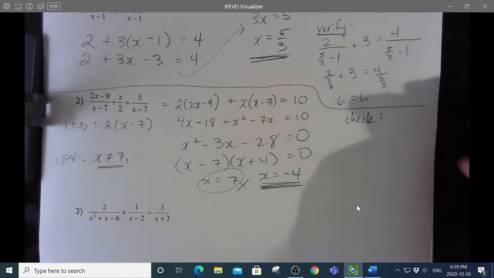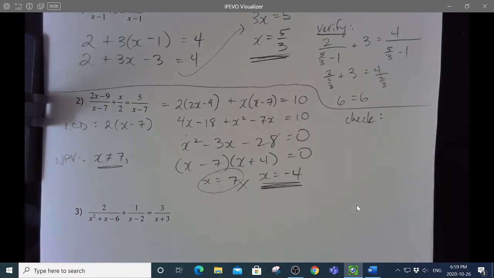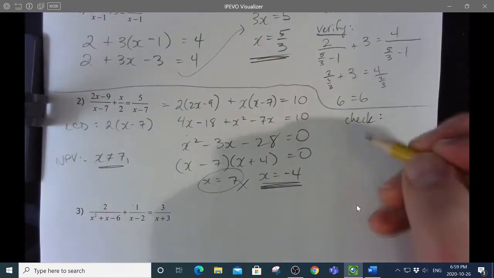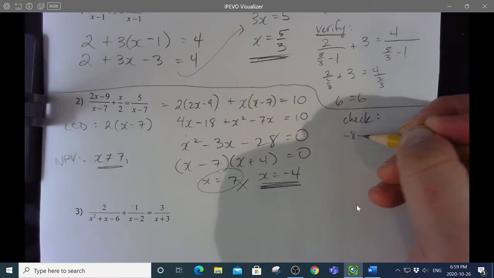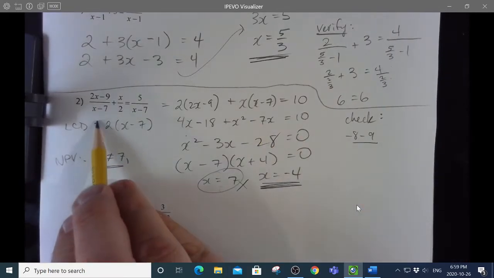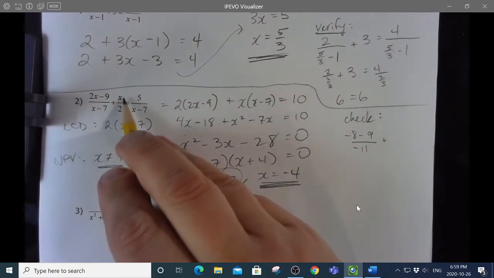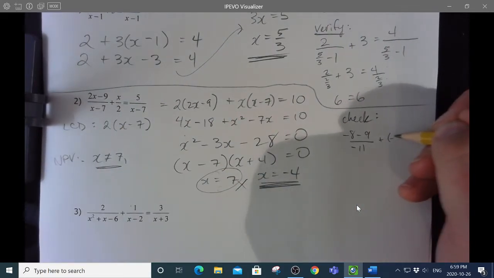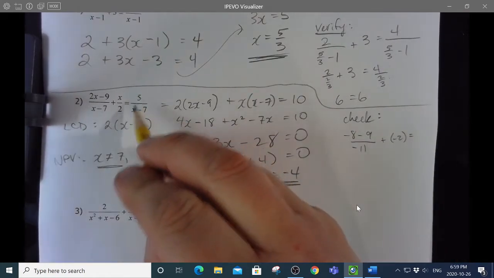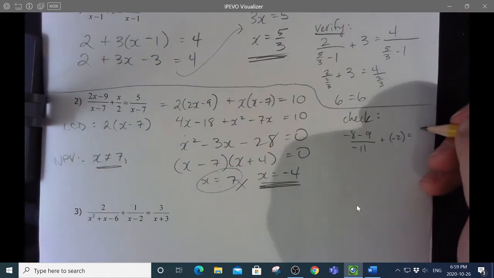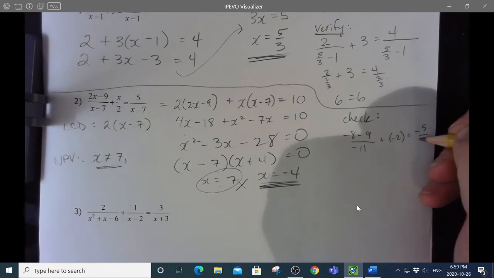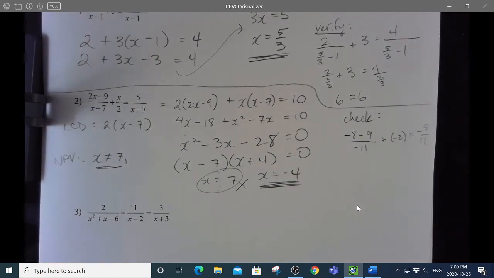All right, I'm kind of out of room, so I'm going to write really small here. Some of you guys are masters of writing small, so I'm going to channel your energy for this one. So this is 2 times negative 4, which is negative 8, minus 9, over negative 4 minus 7, which is negative 11, plus negative 4 over 2, which is negative 2, and that has to equal 5 over negative 4 minus 7, which is 5 over negative 11. So, or negative 5 over 11. Doesn't matter where you put the fraction, it's negative.